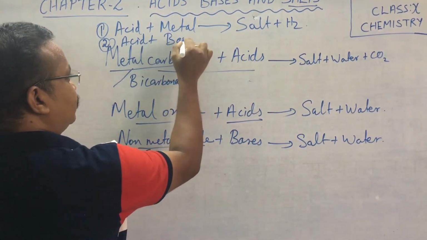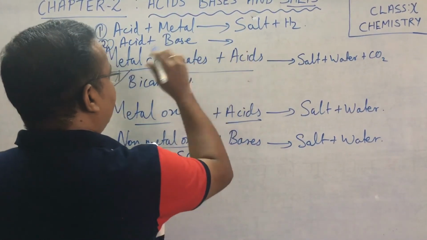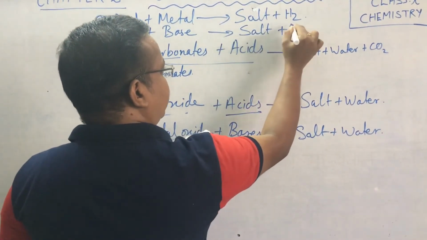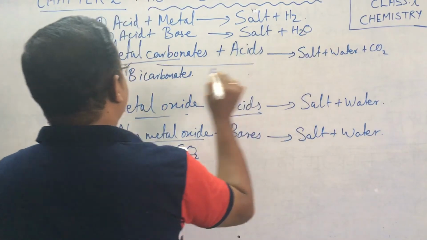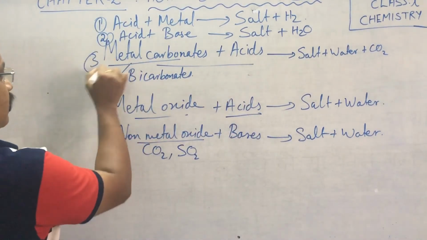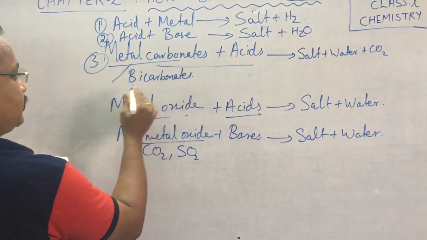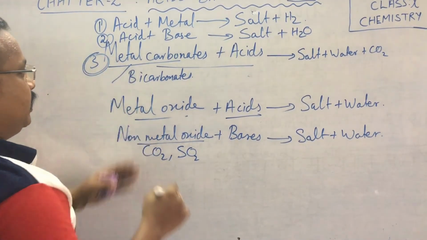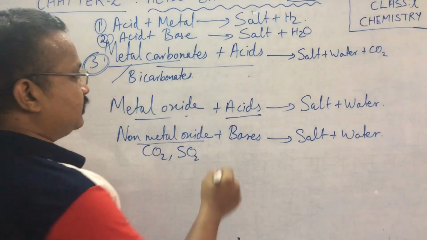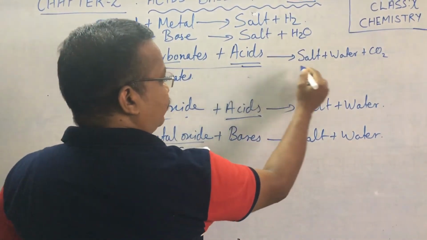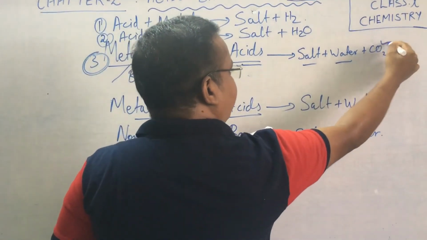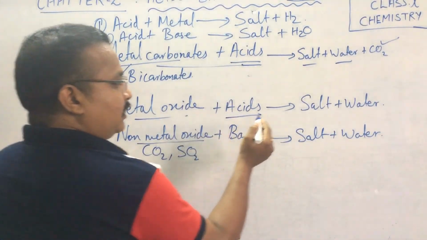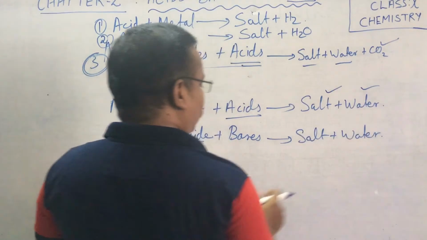In the second case, acid reacts with a base. Here we discussed that a neutralization reaction takes place, and salt and water are produced. Third, we discussed carbonates and bicarbonates. Metal carbonates and bicarbonates react with acids and produce salt, water and carbon dioxide gas. Now metal oxides plus acid produce salt and water.